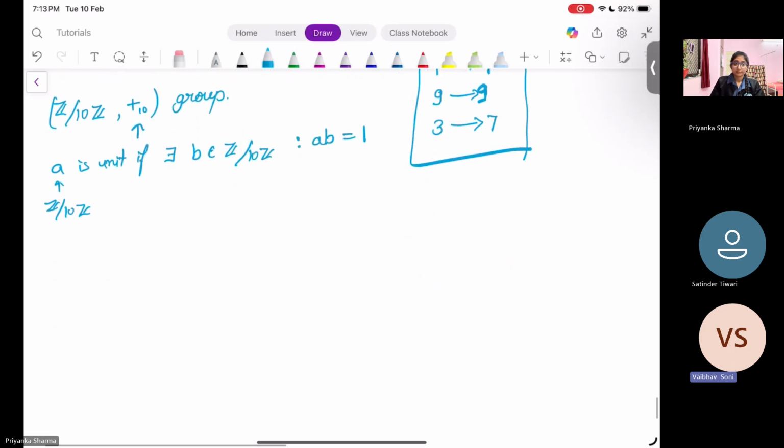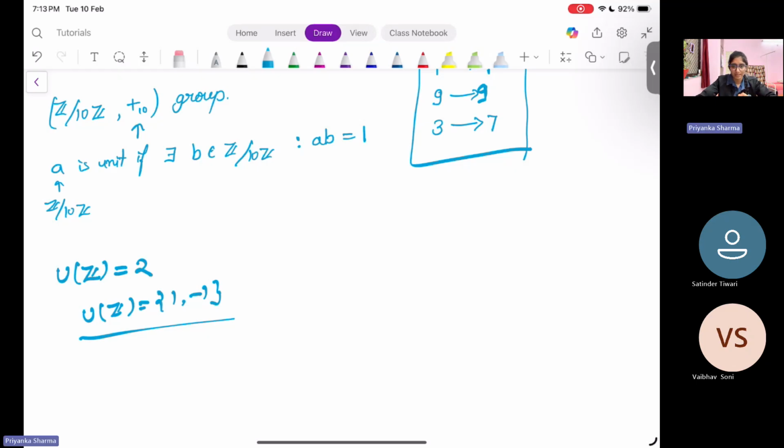Ma'am, I have a question here. What is the number of units in Z, only Z? I mean, what is U of Z? It is 2: 1 and minus 1. Whenever we say U or the unit group, it means we are collecting only multiplicative units. So in Z, only 2 elements have multiplicative inverses, 1 and minus 1, and both are inverses of their own. 1 into 1 is 1, and minus 1 into minus 1 is 1 again.